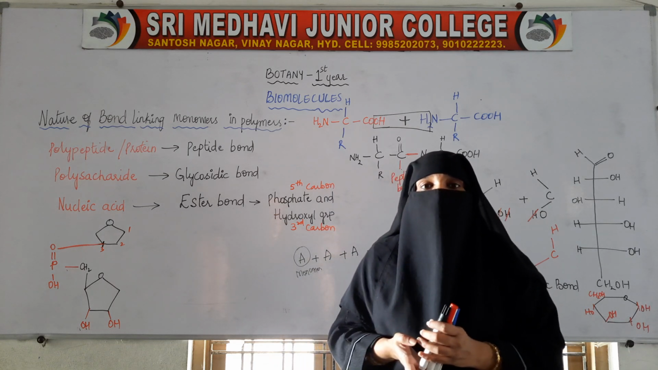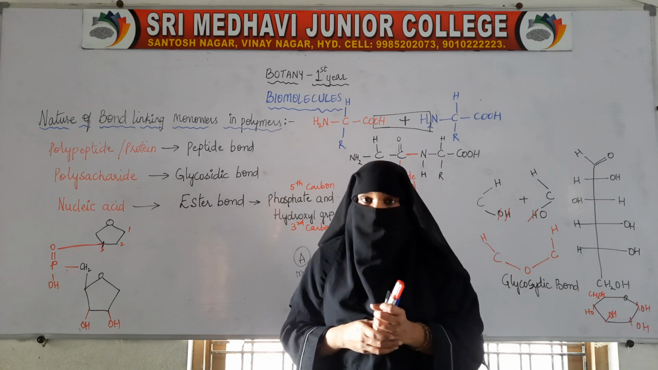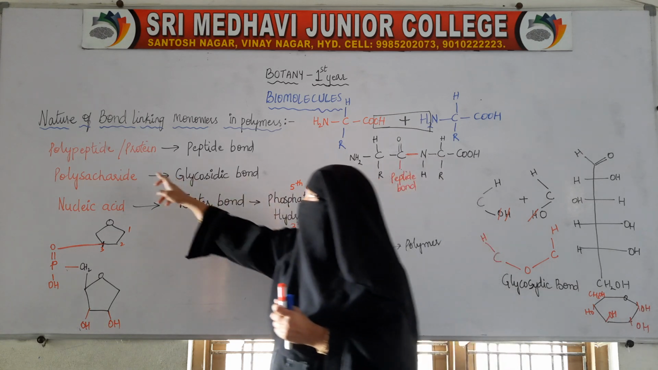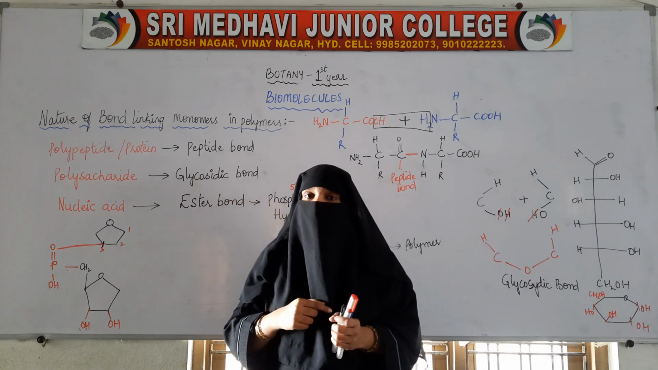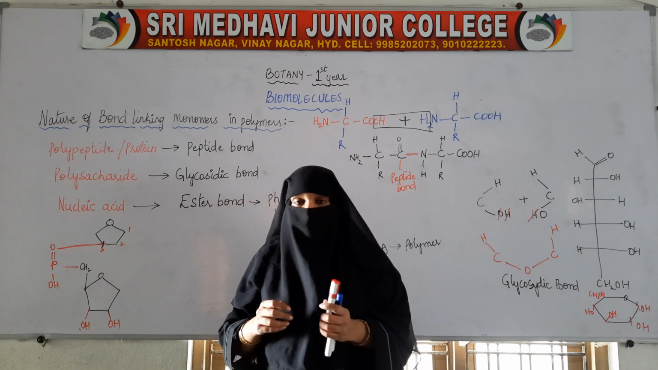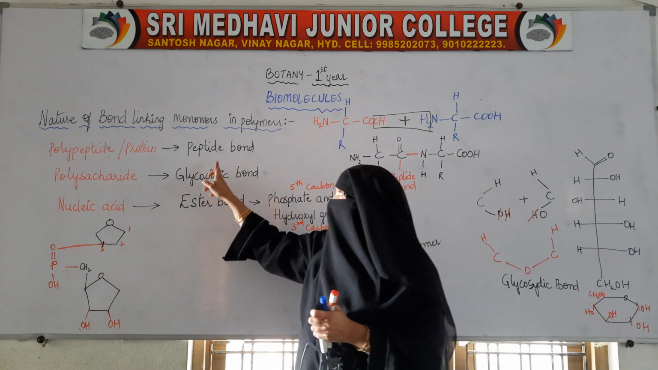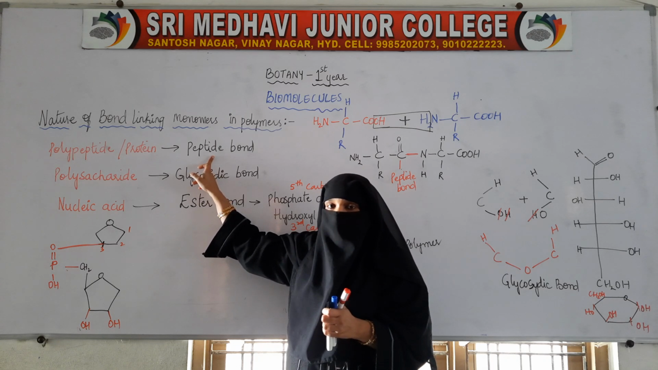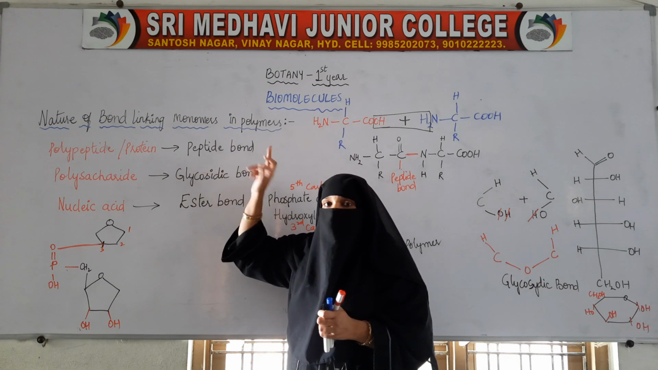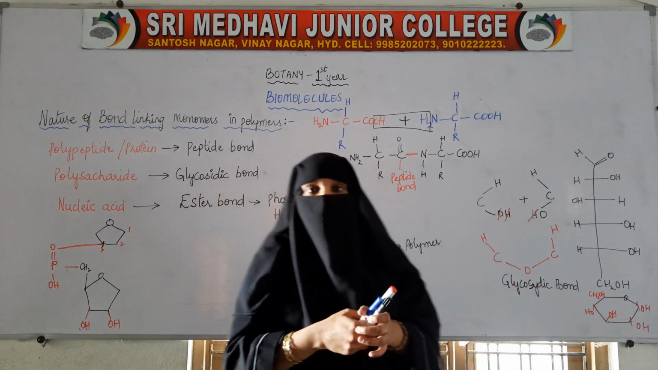So let us see what type of bonds will be bonding the different polymers. Here we have already seen proteins, which are also called polypeptides. Proteins, the polypeptides, are joined together by a bond called peptide bond. Let us see how a peptide bond is formed.